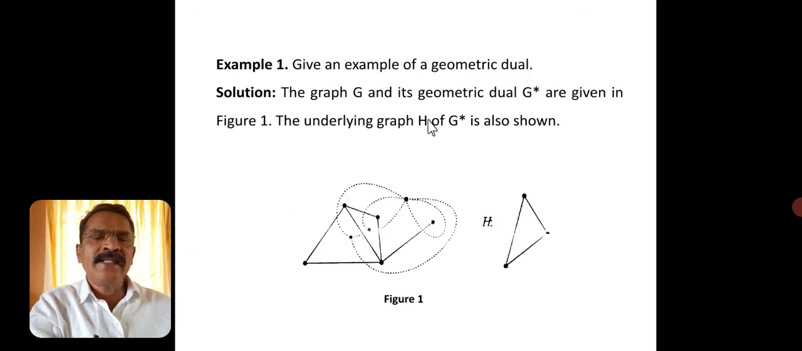Now we will see some more examples here. Give an example of a geometric dual. You have to consider your own planar graph. It is to be a plane graph because you need to identify the regions, the interior faces as well as one exterior face. To identify them, the planar graph must be embedded in the plane. So you have to take one plane graph and identify the regions. Then for each region or face, one vertex is considered.